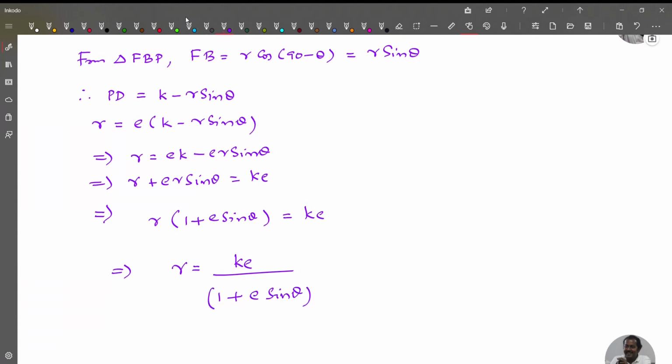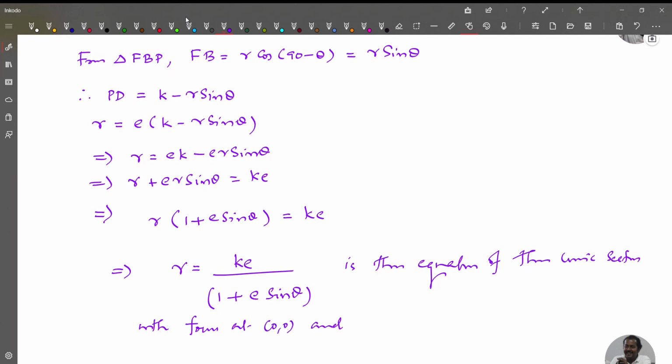This is the equation of the conic section with focus at 0, 0 and directrix y is equal to K.